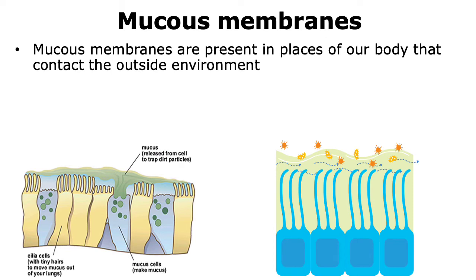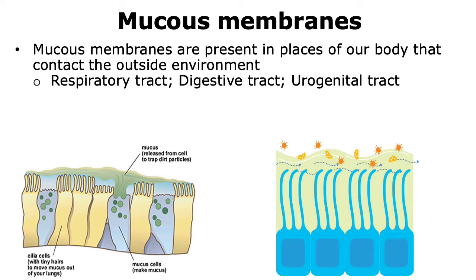Mucous membranes help protect different parts of the body that contact the outside environment. So what parts of our body contact the outside environment? When we think about that, these include the respiratory tract, the digestive tract, and even the urogenital tract. In all these instances, the linings are in contact with the external environment and hence are susceptible to different microorganisms.